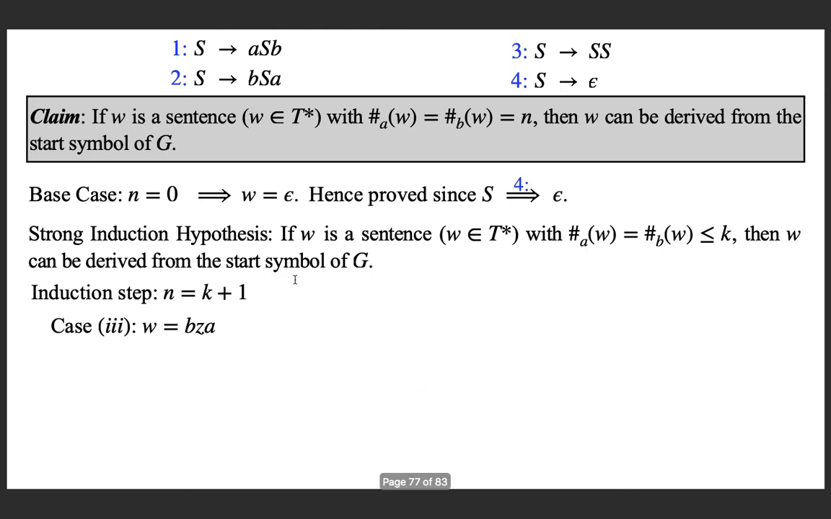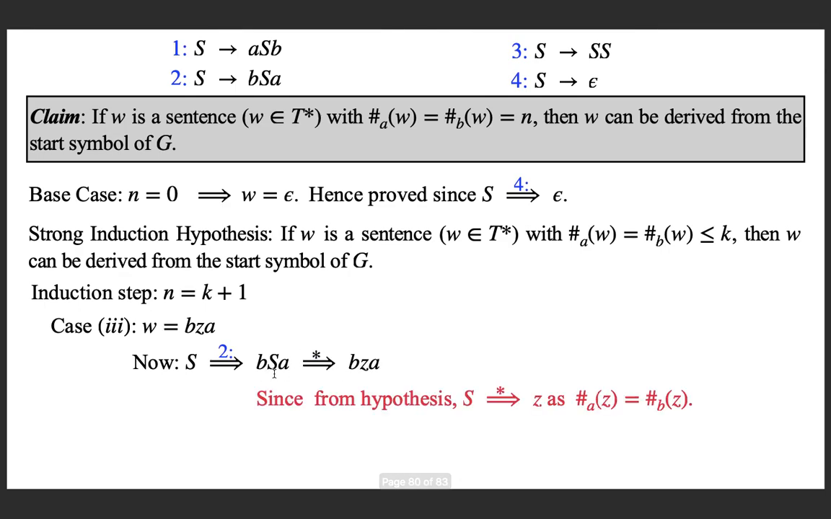And the last case, when W starts with B and ends with A. Very similar proof. Here the only difference is here. Apply rule number 2. Then a very similar argument can be used to establish that I can replace capital S with small z, because Z is containing equal number of A's and B's, and Z is containing number of A's less than or equal to K because of this, and hence proved.